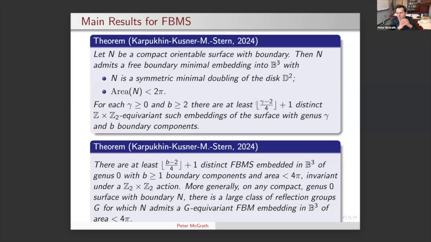Anyone else want to ask something or comment on something? For the case b is 1 and gamma is 0, can you construct a free boundary minimal surface in your method? So genus 0 and 1 boundary component. Yes, in other words, the disk. Sorry, b is 1 and gamma is 1. One boundary component and genus 1. Yes, we do get such an example.